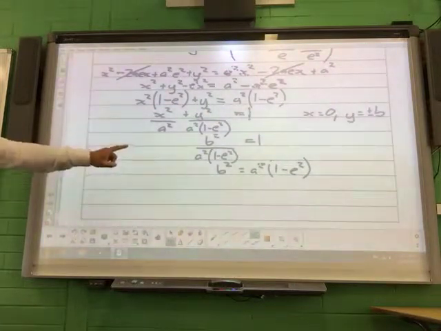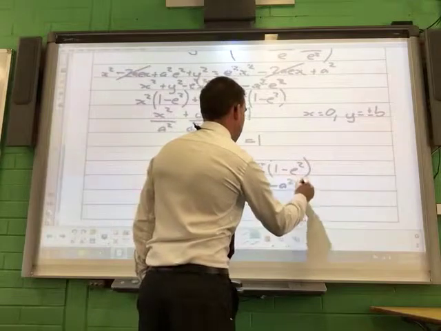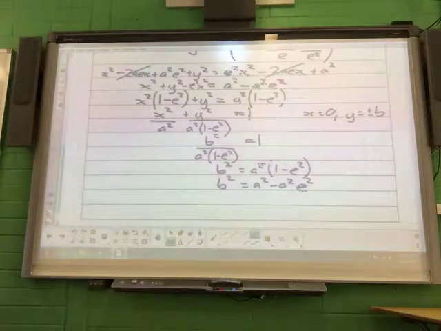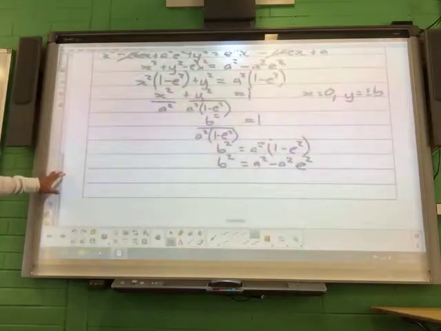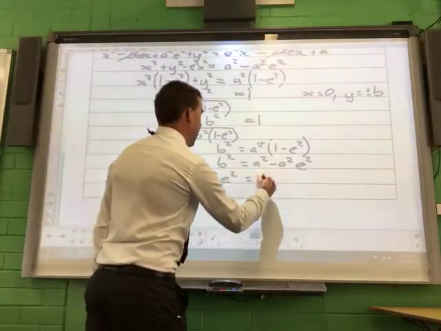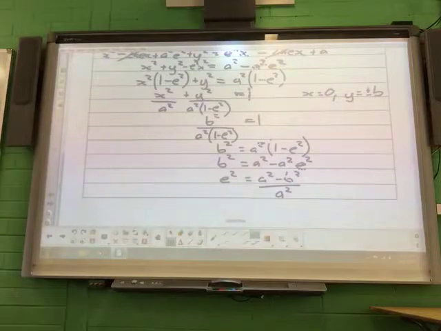Now continuing on here, b squared is going to be a squared minus a squared e squared. So expand, because I want to get the eccentricity as the subject, because that's what you need. That value for the eccentricity will give you all your foci, directrices, etc. So e squared is going to be a squared take away b squared on a squared. There's a couple of steps involved there. Get a squared e squared by itself, and then divide everything by a squared.